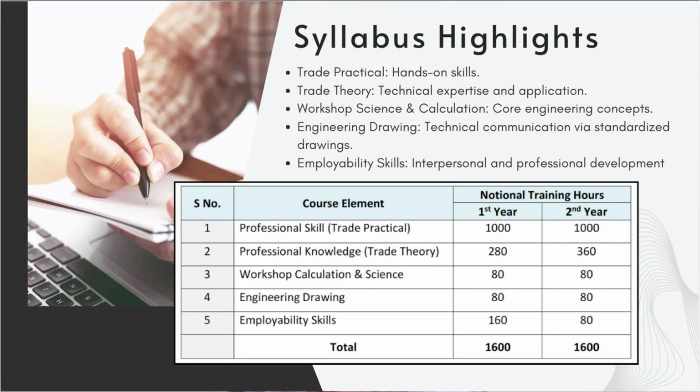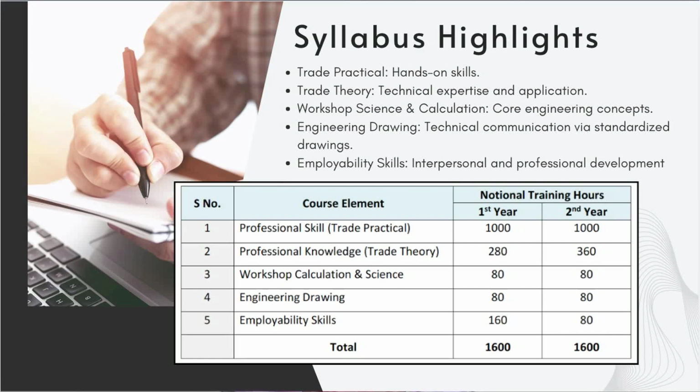Next is the professional knowledge, that is the trade theory. This covers subject matter expertise, pedagogical knowledge, and strategies to enhance understanding and learning process. Then we also have the workshop science and calculations, a core component for building essential skills in engineering trades, focusing on calculations and scientific principles. Then there is the engineering drawing. It is a specialized technical drawing module that imparts knowledge of standardized language and symbols to convey precise manufacturing instructions for products or components.